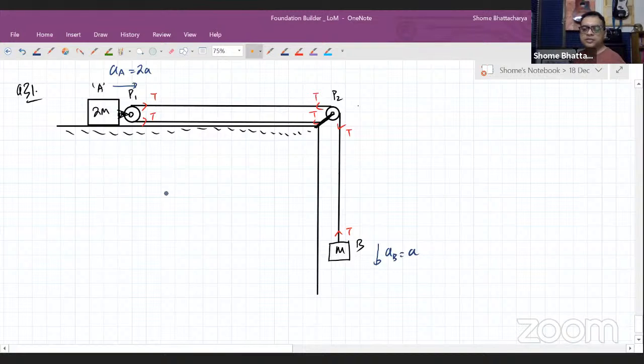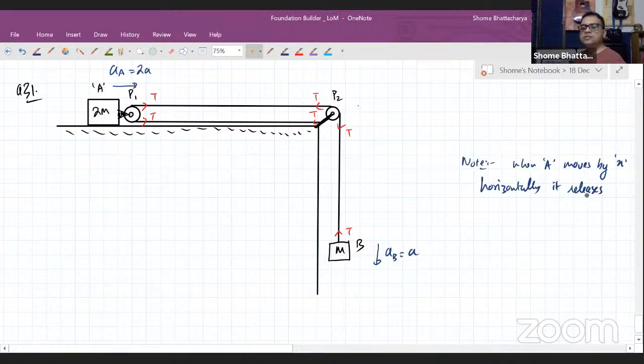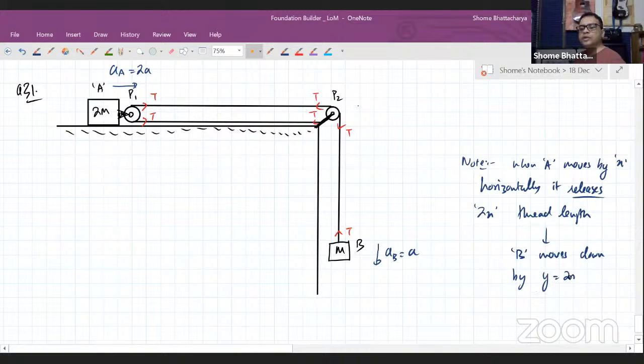That you can see from the thread length conservation. If the block E moves by a distance x, it will release how much thread? 2x. So B will get pulled down by 2x. So when E moves by x horizontally, it releases 2x thread length. So B moves down by y equal to 2x.